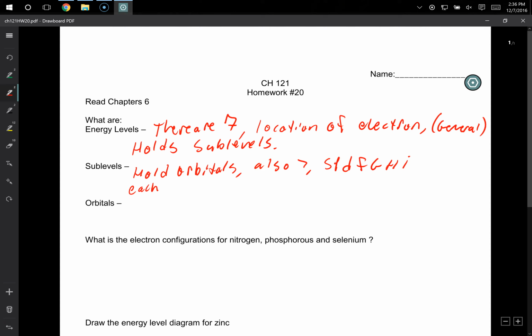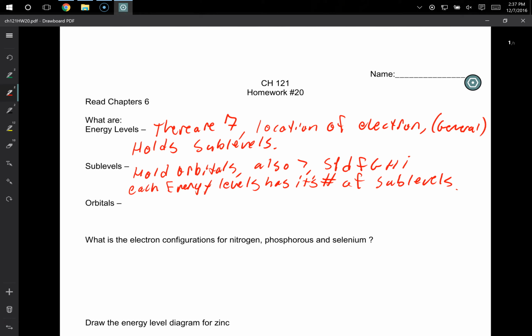Okay. And each energy level has its number of sublevels. So what do we mean by that? Energy level 3 has how many sublevels? 3. Orbitals.